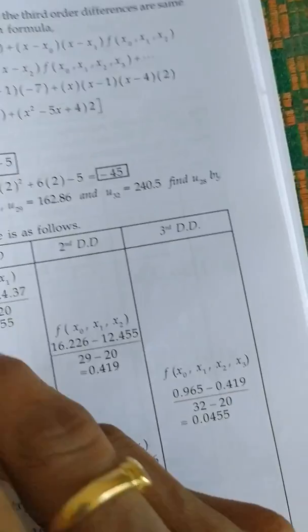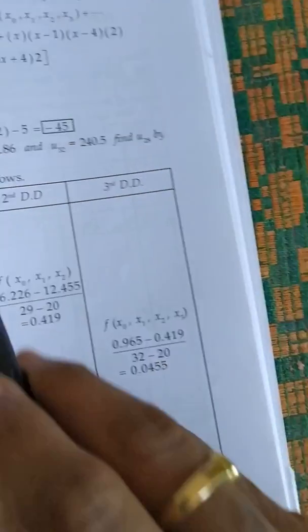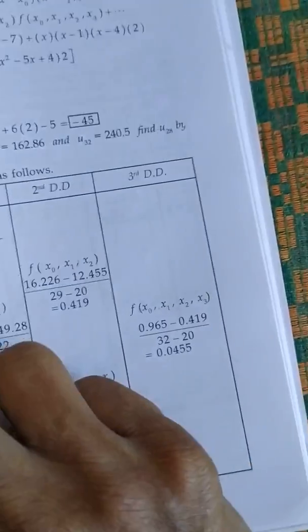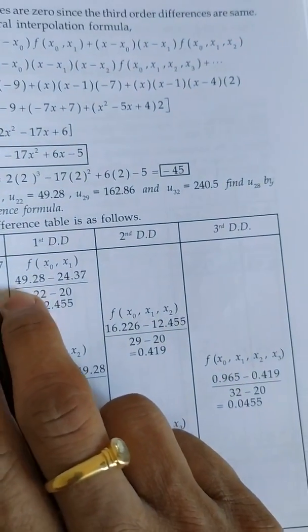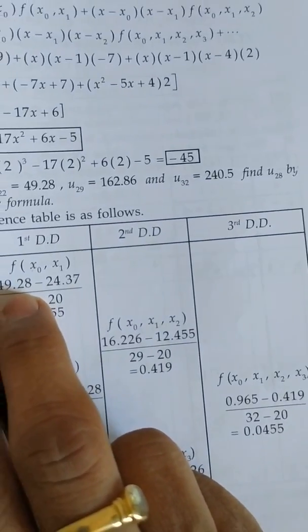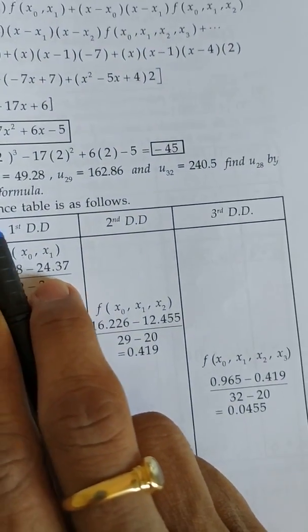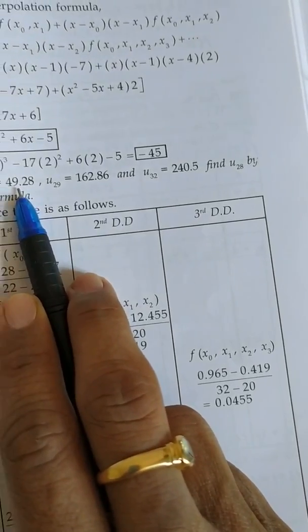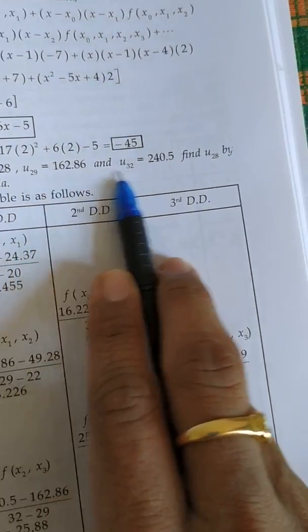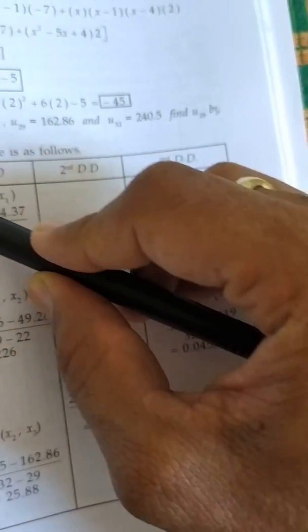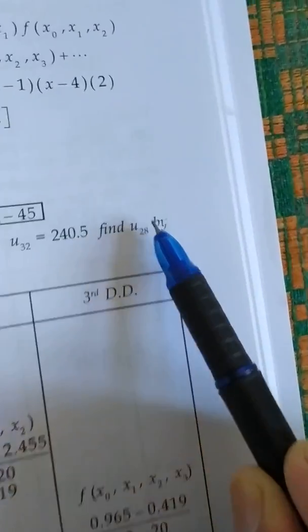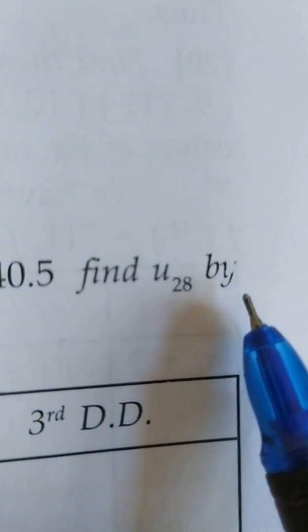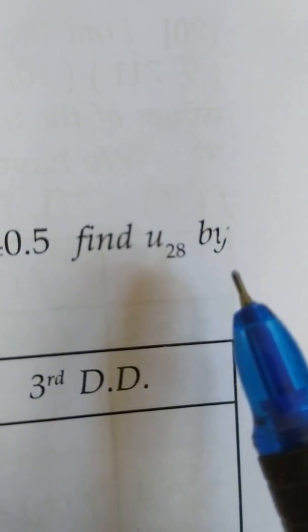Come to this one. 20, 22, 29, 32. Yeah, it is correct. Given that U at 20 is 24.37, at 22 is 49.28, etc. Now we have to find what? U at 28, at x is equal to 28.